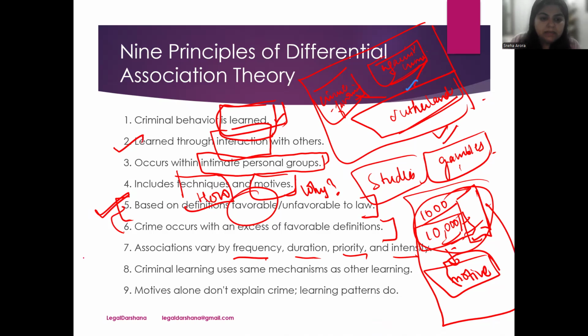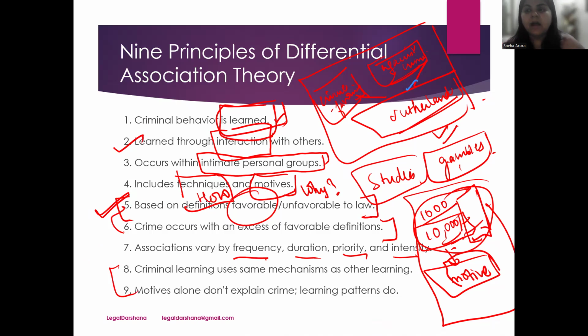Now, principles 8 and 9 were added later on. Initially, the theory only had 7 principles. Then 2 more principles were added later on. The 8th principle says, how do you learn criminal behavior? Sutherland says it is a learning which is just normal learning. It is the same mechanism of learning as you use to learn anything.